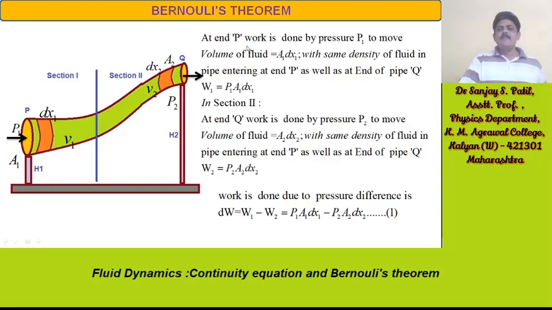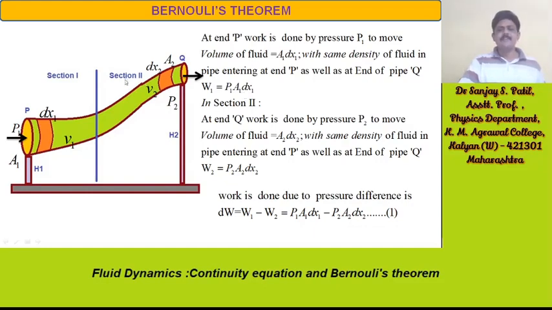At end P, in section 1, the area of cross section is A1 and the small element is dx1. So at end P in section 1, work is done by pressure P1 to move the volume of fluid A1 dx1, with the same density of fluid entering at end P as well as leaving from end Q of the pipe. So the work done W1 is equal to P1 A1 dx1.